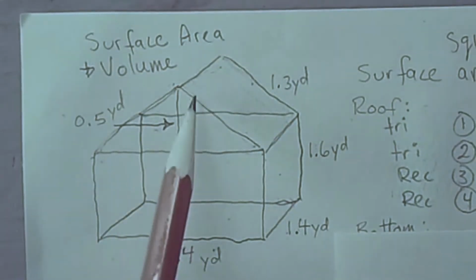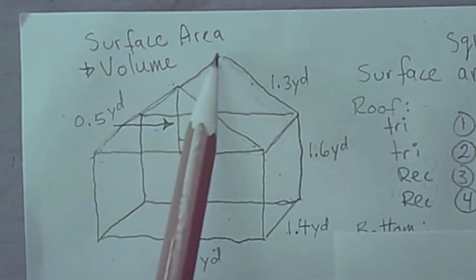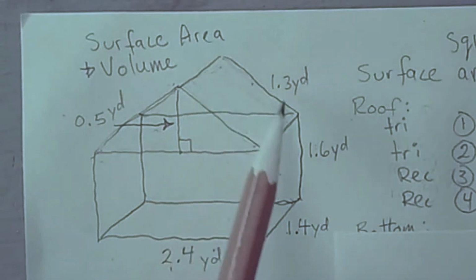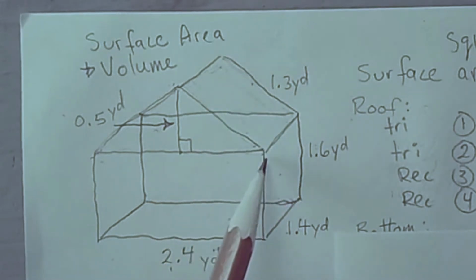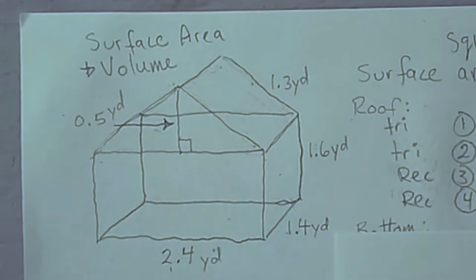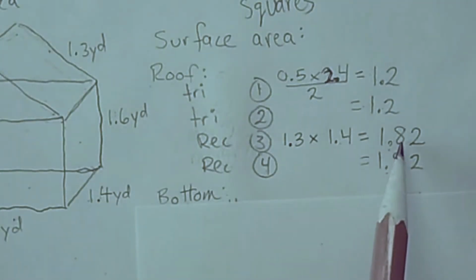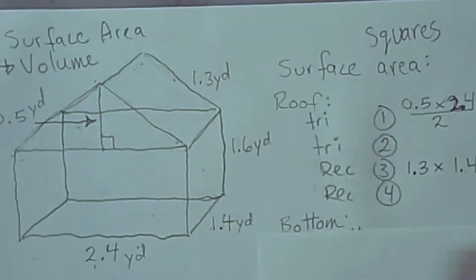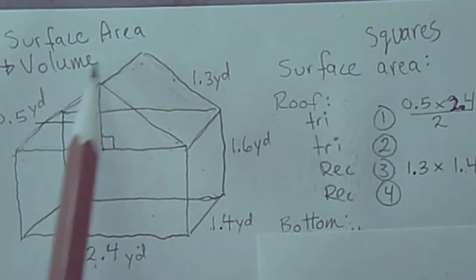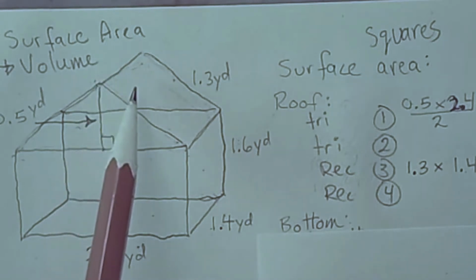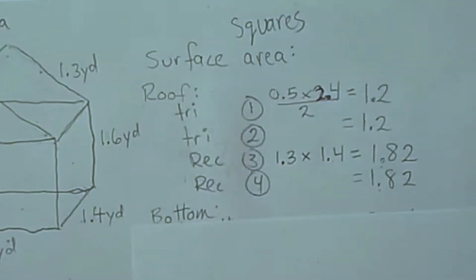Now, I have another roof part, the side roof here, and that is 1.3 times 1.4. That's just a rectangle. You don't have to divide it by 2, and that's what I did here. 1.3 times 1.4, that's 1.82. And there is the right side and the left side. It's kind of hard to see, but they have the same measurements, so the area is going to be the same. So 1.82 and 1.82.